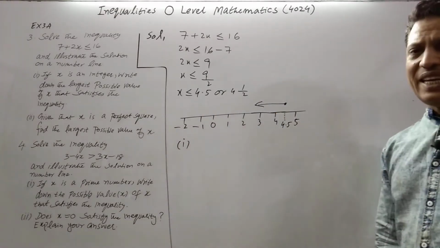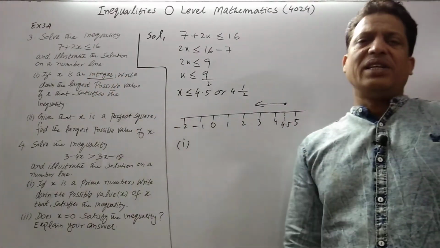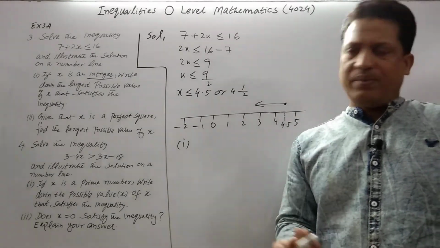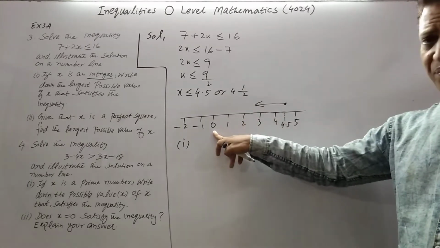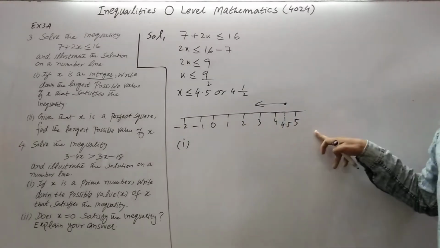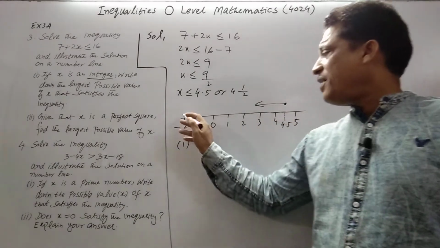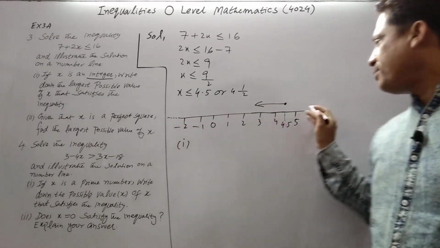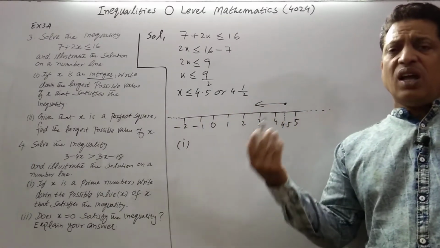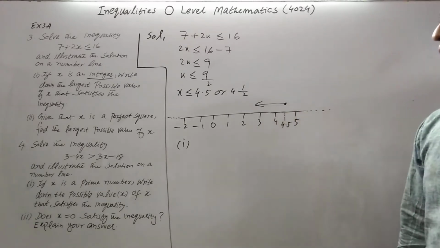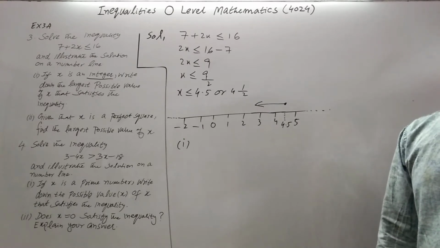If x is an integer, what is an integer? Integers are the whole positive and negative numbers. Number line means all integers. 0 is the middle number, the right sides are the positive integers, and the left side are the negative integers. Okay. So if x is an integer, meaning a negative whole number or positive whole number, write down the largest possible value of x that satisfies the inequality.